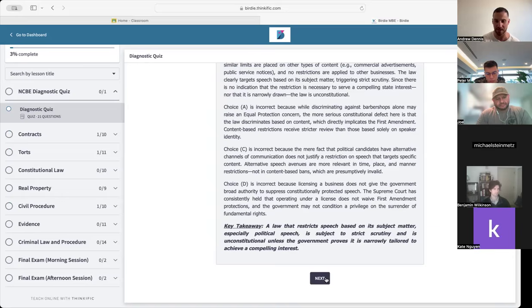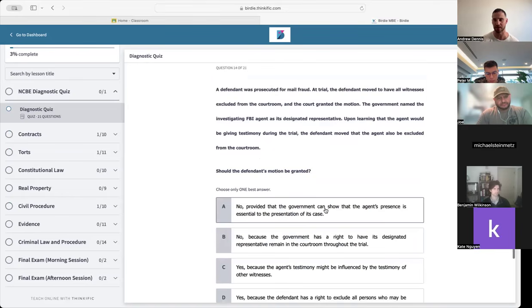And that's for content based, not content neutral, which would be a time, place, and manner restriction, which would be heightened intermediate scrutiny: narrowly tailored to an important government interest, substantially related, and leaves alternative means or avenues of communication.